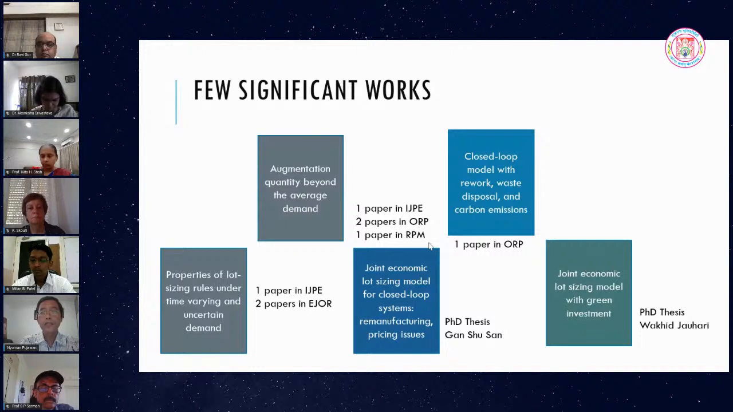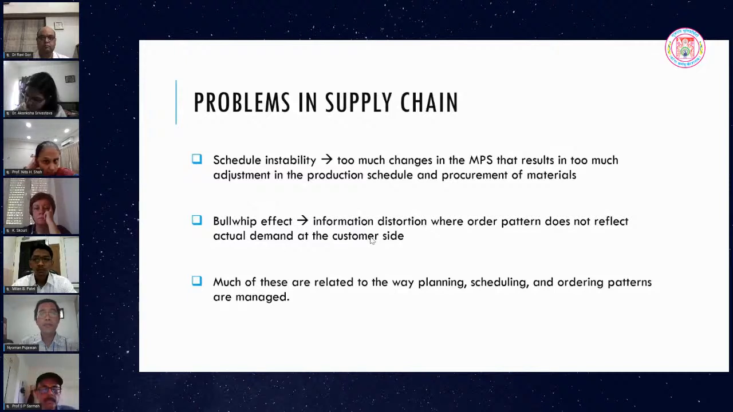And then recently, I worked with doctoral students to develop models on more recent issues related to closed loop systems, which include remanufacturing, and also pricing issues. So we include some environmental aspects in the modeling of lot sizing decisions, and also green investment, which is now the work of one of my doctoral students. So that is more or less the general outline of the presentation today. Let me start with the general problems in a supply chain.